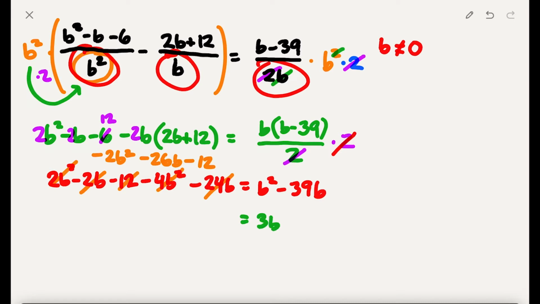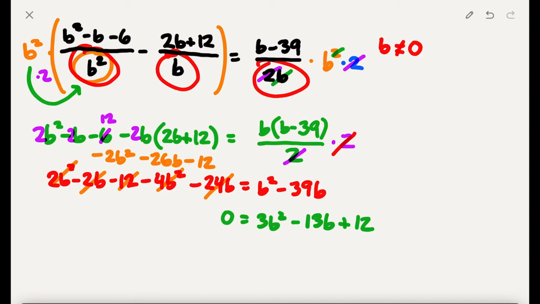Okay, from here I'm going to add 2b squared to both sides, and you're going to be left with 3b squared over here. Okay, and then I'm going to add 26b to both sides, so you'll have negative 13b right here, and then I'm going to add 12 to both sides, so you'll have a 12 right there. This is going to all be equal to 0, and then you can use quadratic formula, or you can factor it out if you want to solve this.